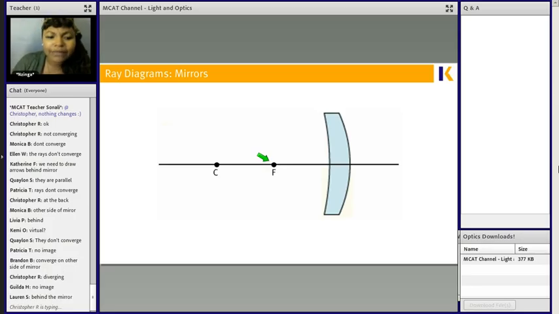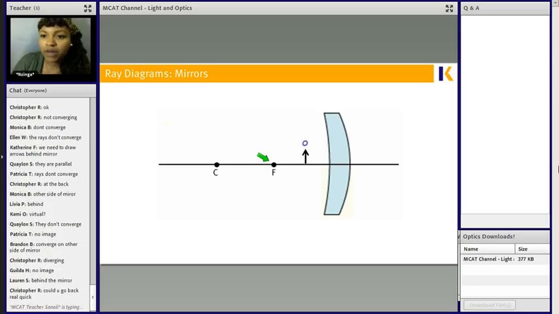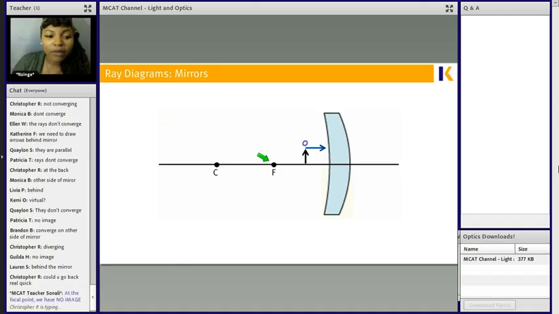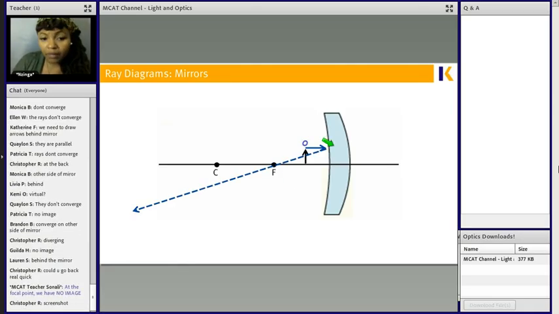Okay, so let's do the same thing. Let's come up with the same types of rays. So here we're going to have it parallel to, and then we go back through the focal point, and then we are going to have that central ray. Okay, where is this image going to be converging?